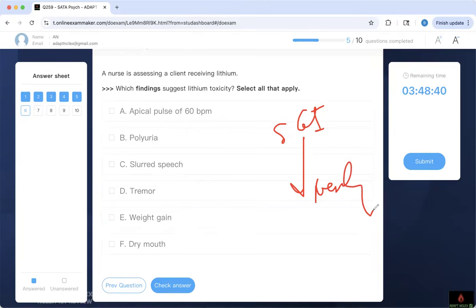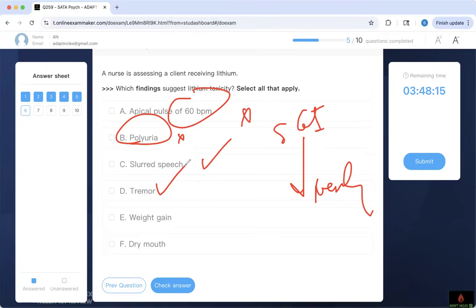But which of these should you worry about? I put this there to trap you. It has nothing to do with your heart rate. An apical pulse of 60 is normal. Polyuria is classic with lithium. It does not indicate toxicity. That's one of its side effects, but it doesn't indicate toxicity. Slurred speech is a neurological problem. That's a problem. Tremor, neurological problem. That's a problem. If you don't deal with it, you get a seizure.